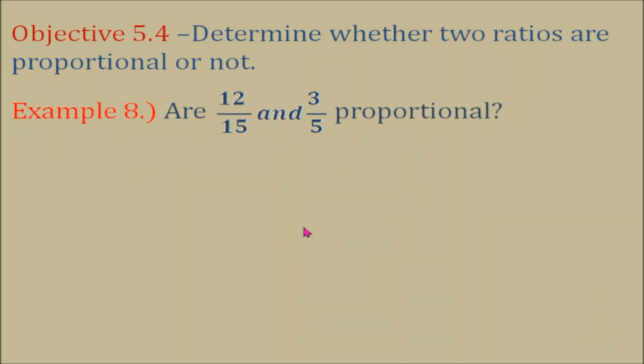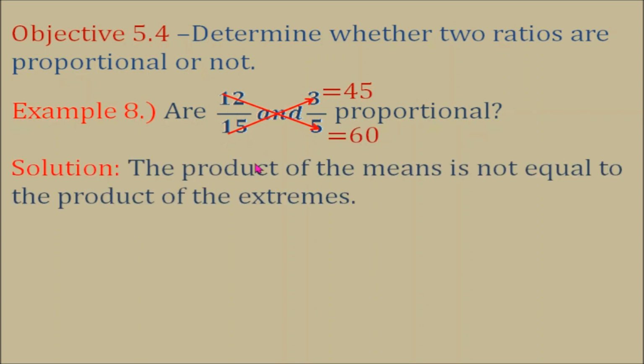Example number 8. Are 12/15 and 3/5 proportional? Again, we will multiply the means, and we will also multiply the extremes. So for the means, we have 15 times 3, that's 45. For the extremes, that's 12 times 5, that's 60. The product of the means is not equal to the product of the extremes. Therefore, the two ratios are not proportional.